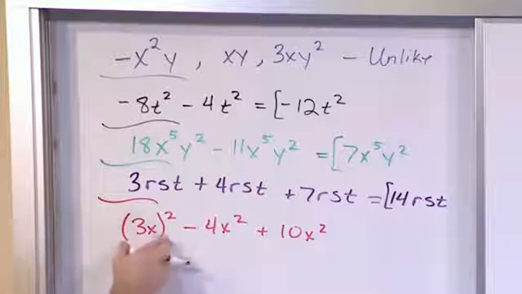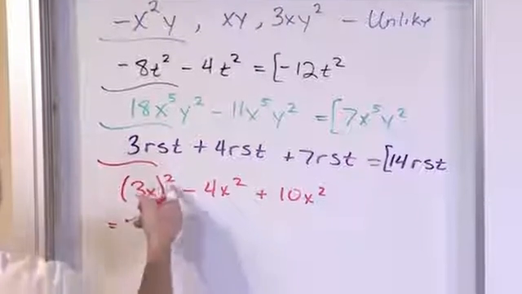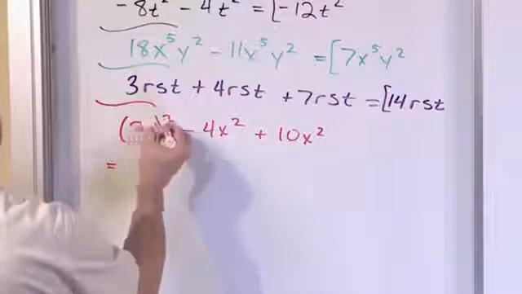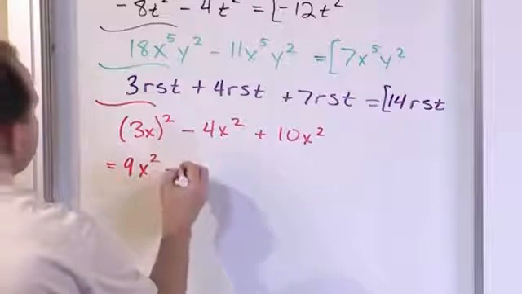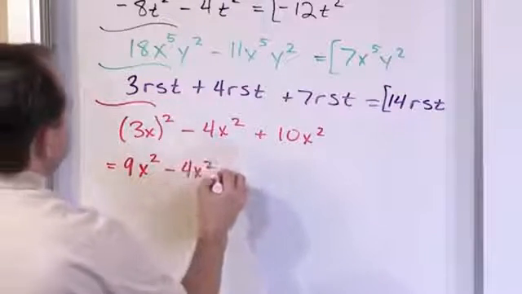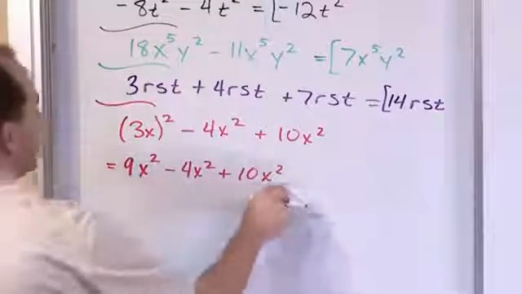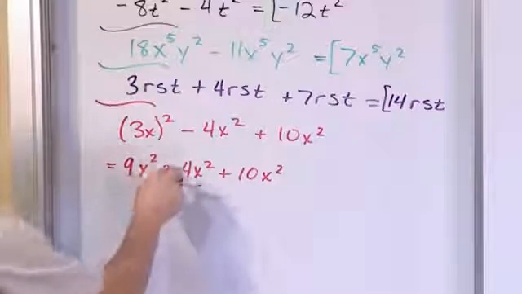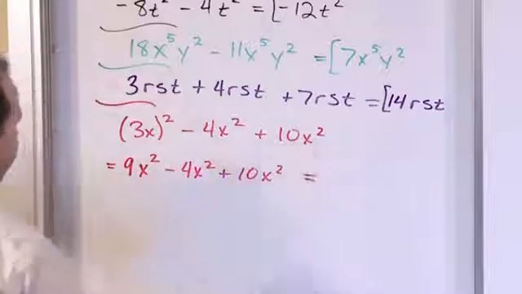This is 3x raised to the 2nd power, but we've learned that anytime we have that, we apply the exponent to both places. So 3 squared is going to give me 9, x squared is going to be x squared, and then I have minus 4x squared plus 10x squared. And I look at these and I say to myself, are these like terms? X squared, x squared, x squared. Everything matches, so I can just add the numbers together.